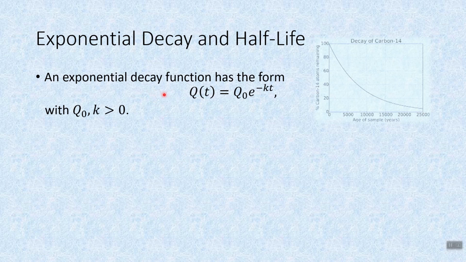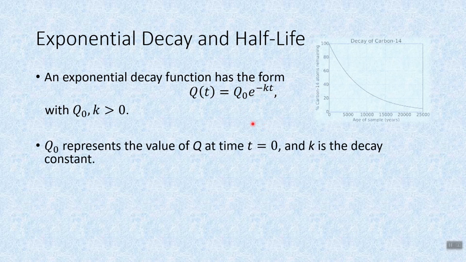An exponential decay function has the form Q of t equals Q sub 0 e to the negative kt, where Q sub 0 and k are both positive. E is the Euler number e, and t is a variable. Q sub 0 and k will actually be numbers. This formula has a negative sign in it. Q sub 0 represents the value of Q at time t equals 0.